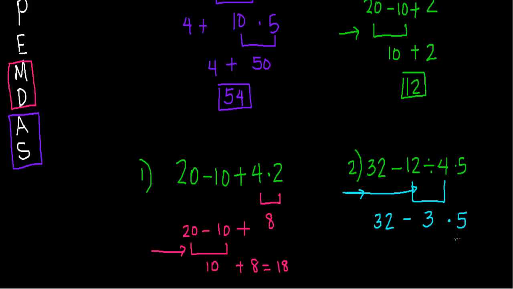And now I do order of operations again. And notice I have a minus and a multiplication. So multiplication comes before subtraction. So I'll multiply first. You get 15, and then you bring down the 32 minus 15. And you get 17. So this is what you should have gotten.